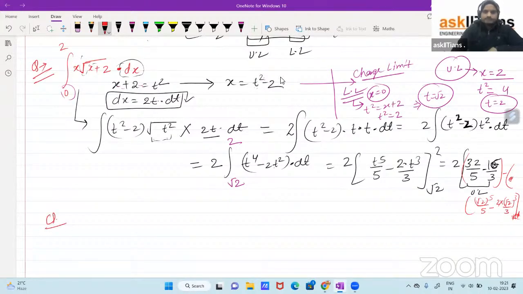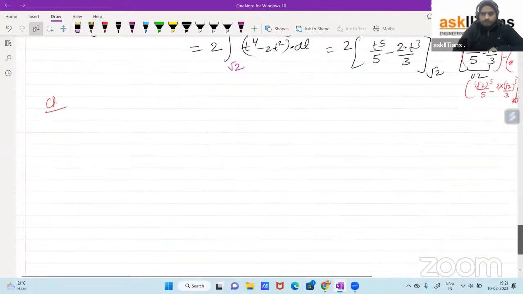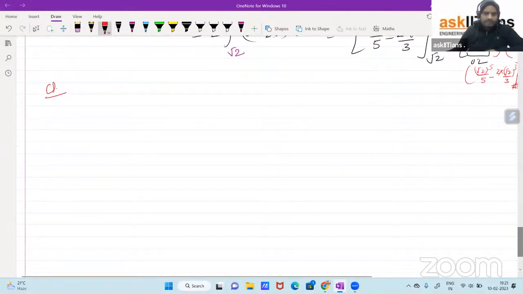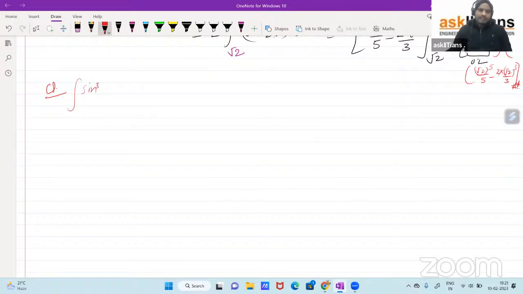Next question. Let's take one question of sine and cos, a trigonometry element. Integration of sine cube 2t into cos of 2t dt, and your limits are from 0 to pi by 4.